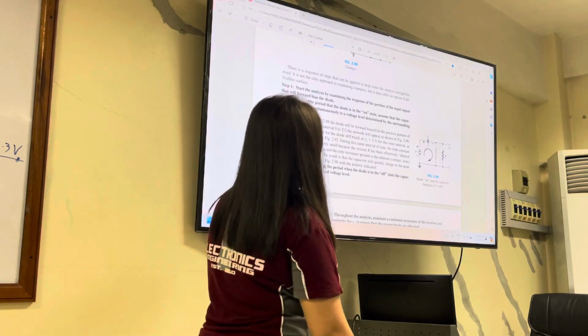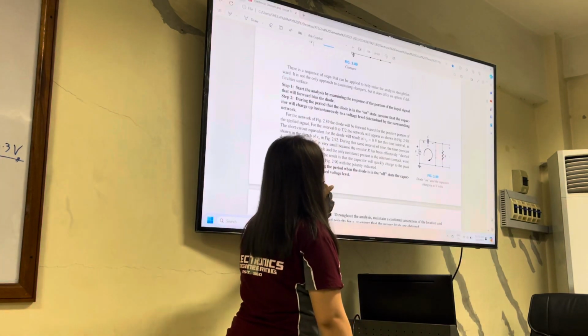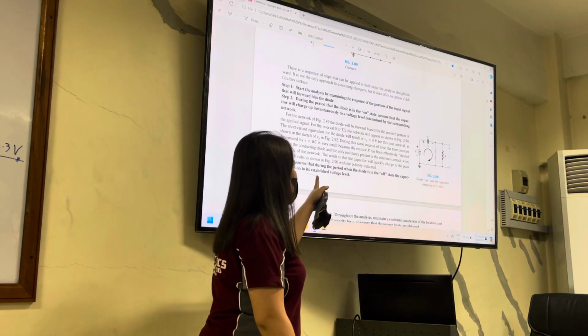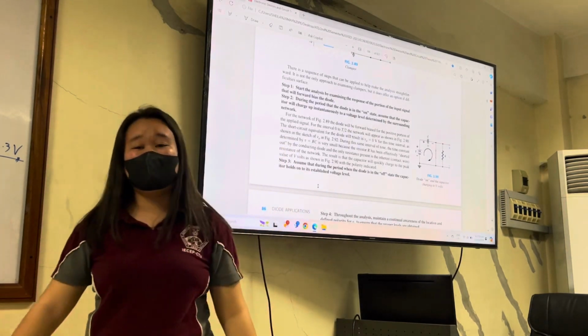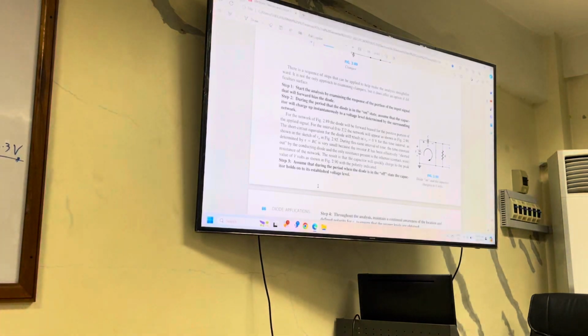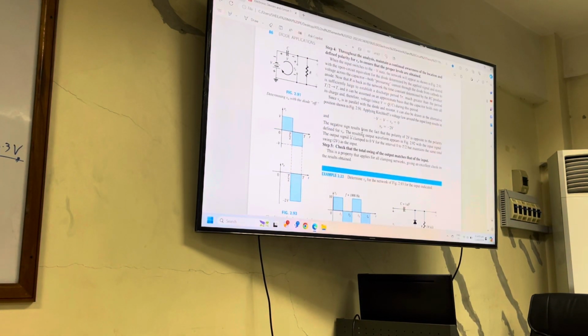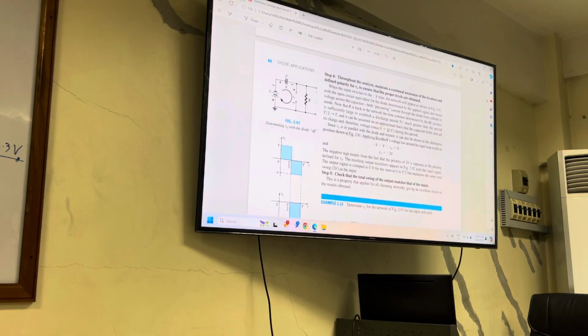So assume that during the period when the diode is in the off state, the capacitor holds on to its established voltage level. Throughout the analysis, maintain a continual awareness of the location and defined polarity for V output to ensure that the proper levels are obtained. Okay.